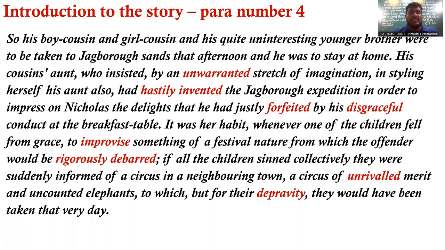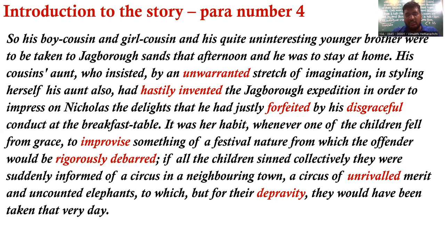But the problem is, she could not explain the beauty of the circus. This clearly shows us again her imagination, which is very poor. So in order to give mental torture to all the children, she will explain that beautiful circus in front of them. But the problem is, she didn't have enough vocabulary, enough diction, enough words to explain the beauty of the place, because she does not have that power of imagination, which is possessed by Nicholas, right? So whenever all the children did some kind of mistake, she tried to give a very beautiful explanation about the circus, but nobody will understand her explanations because she is not that imaginative.